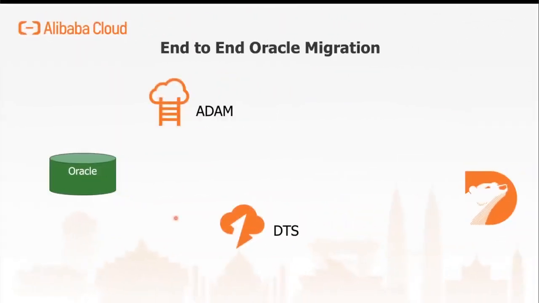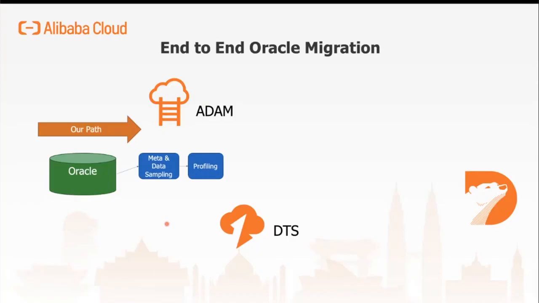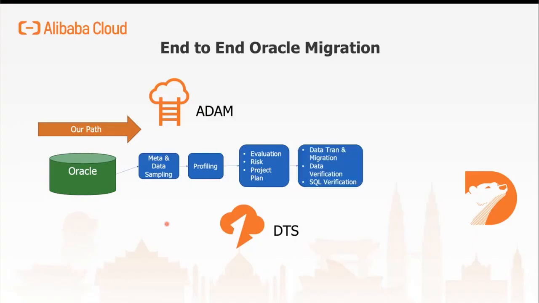So how do you do the end-to-end Oracle migration? You have your source database, your target database with PolarDB, using Adam and DTS. First, use Adam to do the metadata collection, sampling, profile your application workload, what objects are being used, what are the SQL commands being run, evaluate the risks, come up with a project plan, do the automatic data transformation, the data verification and SQL verification. Using DTS, you can replicate those data into PolarDB.